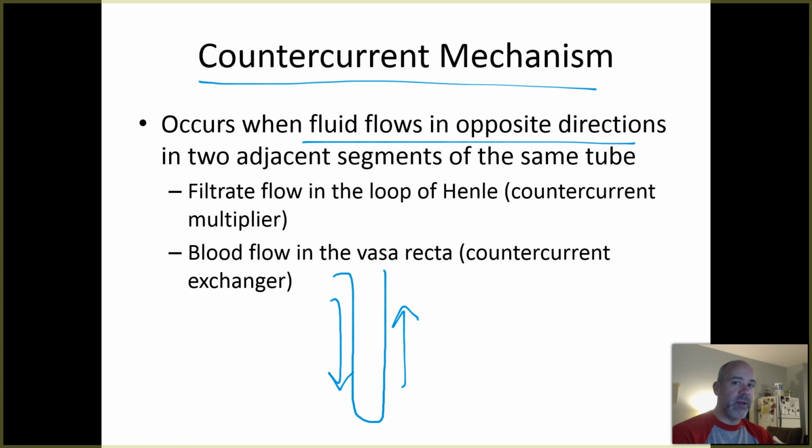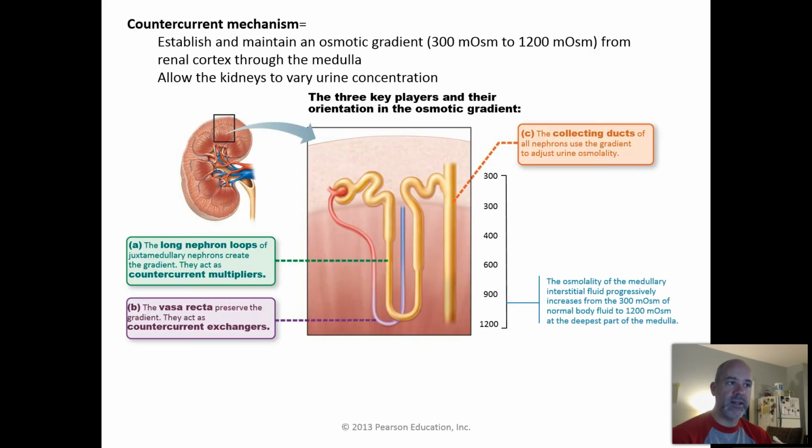And that flow that's taking place within the loop of Henle is called a countercurrent multiplier. Then we also have blood flow within the vasa recta. If you remember from the anatomy information for the urinary system, the vasa recta are the capillaries that hang down and surround the nephron loops of the juxtamedullary nephrons. Those are the ones that have the nephron loops that hang way down into the medulla portions of the kidneys, in the renal pyramids. And those are going to be really important for our ability to concentrate urine and take water back out when needed.